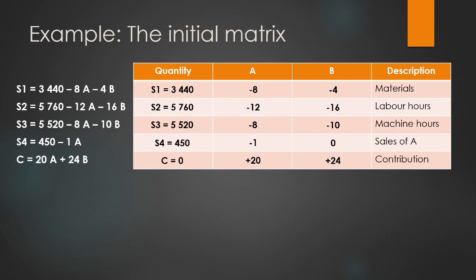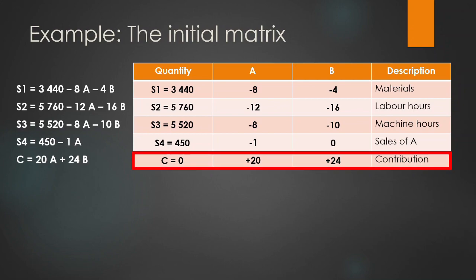We have now set up our initial matrix. In this initial matrix, we are not producing anything. So our slack variables represent our full capacity for each resource. Also, our contribution is 0. We now want to start producing and making some money. But which product should we produce and how much? To answer these questions, we need to pay attention to the contribution line.